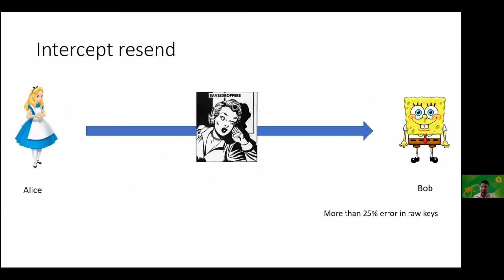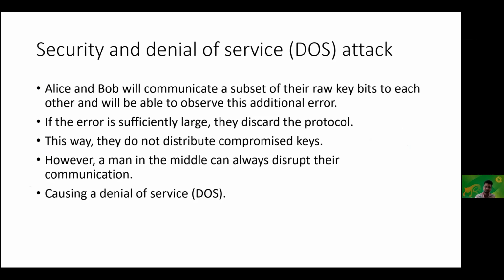error is. So to sum it up, in an intercept-resend attack, if there is an eavesdropper, there will be more than 25% error. If there is no eavesdropper, there will be 25% error in the raw key, but with an eavesdropper, there will be more. And by just exchanging a part of your raw key, Alice and Bob will be able to estimate the overall error rate. And once they find that the error is more than 25%, they will just discard. They'll say, oh, someone is listening, let's not talk. So that way their security remains intact.